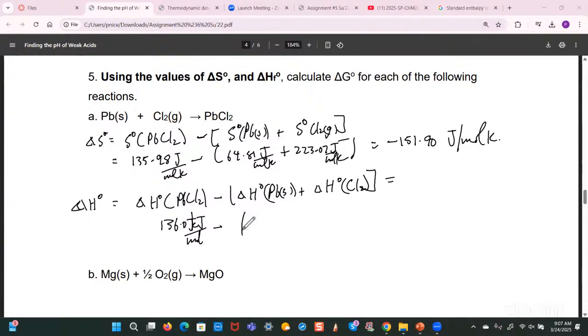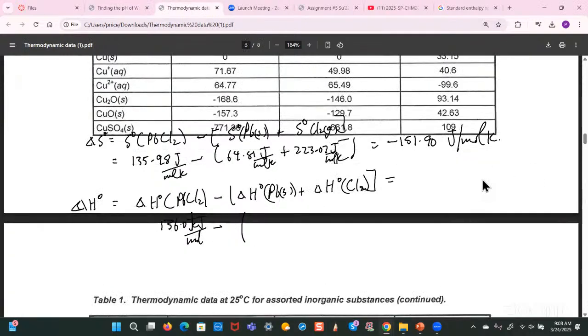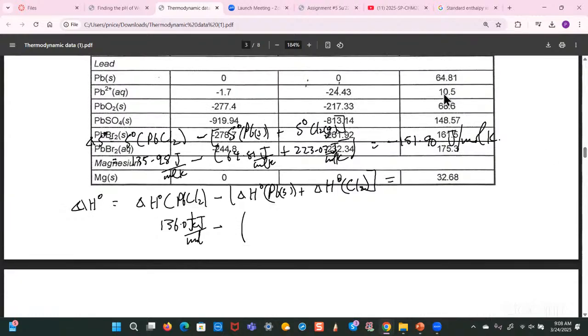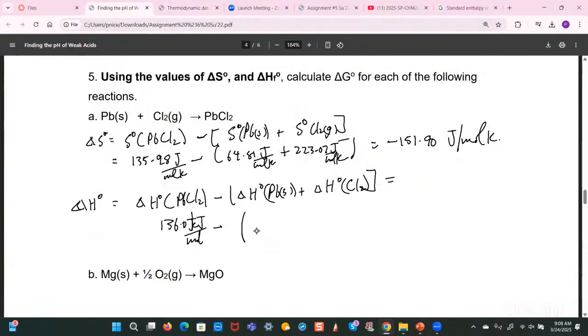Minus, okay, now in the case of lead, let's see, scroll down. Okay, lead solid. The value is 0, of course. Why am I looking it up? It's 0, lead by itself. Right, so in the case of lead, it's 0, and in the case of chlorine, it's 0 as well. So this is going to be 0 plus 0. So this works out to be 136.0 kilojoules per mole, right?